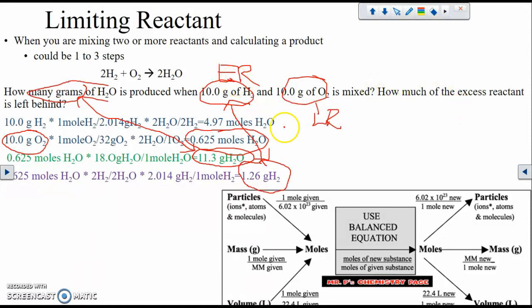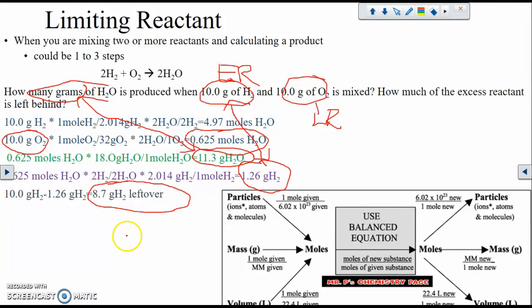So how much of the excess reactant is left behind? It's a simple subtraction problem at the end. The initial minus what's used, and this is how much hydrogen is left over. This is probably a confusing lecture video. But the key, first of all, is knowing how to use this table.